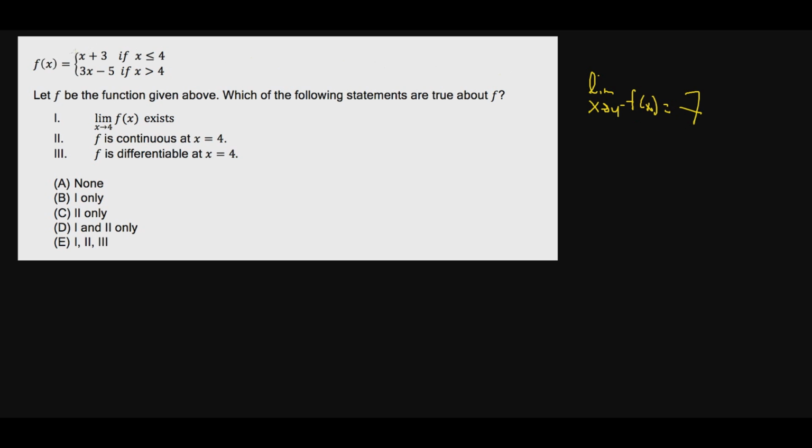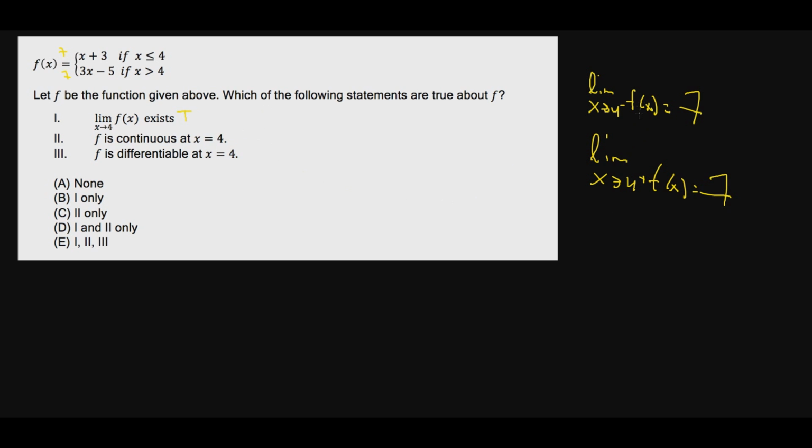Cool, so we get 7 over here. And if I plug in 4 to the limit as we approach it from the right, so the limit as x approaches 4 from the right, we get 12. 3 times 4, which is 12, minus 5, which is 7. Cool. So we now know the limit from the left and from the right does exist. So we know this is to be true.